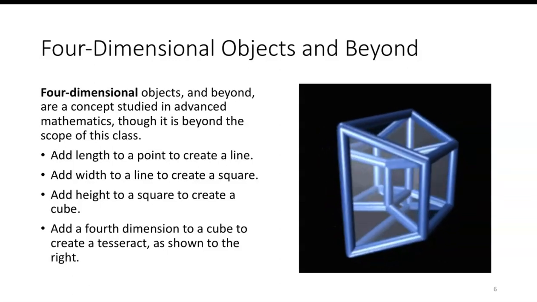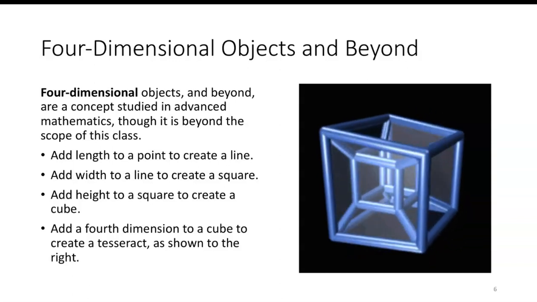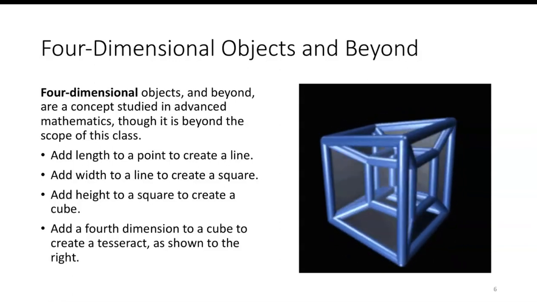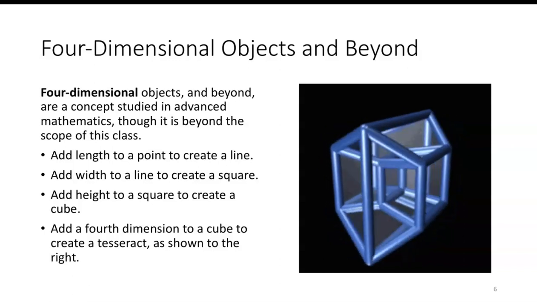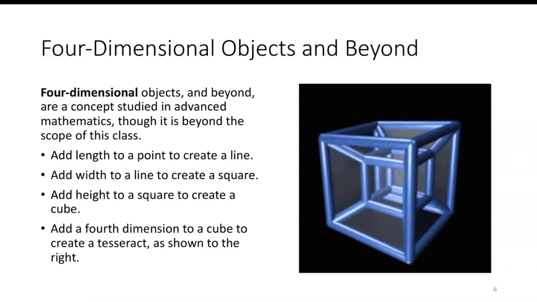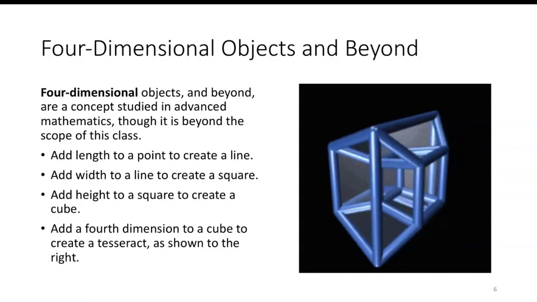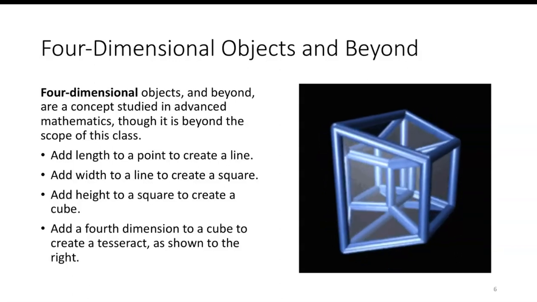If you start with 0 dimensions and you add length to it, you create a line. You have a line and you add width to it, you create a square. You add height to the square, you create a cube. And adding a fourth dimension to a cube creates what's called a tesseract. And you can see sort of a three-dimensional image of a four-dimensional shape.